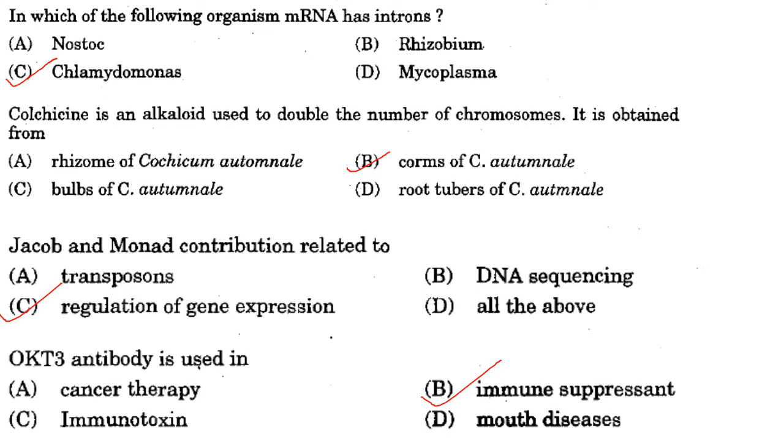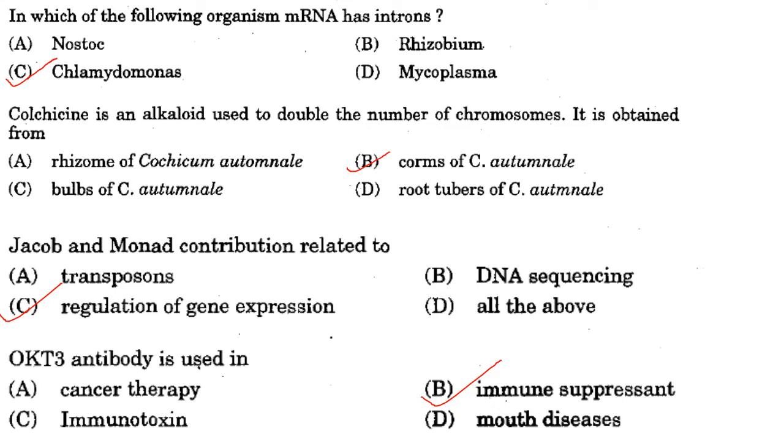Then next one. In which of the following organisms does mRNA have introns? It is present in Chlamydomonas. It is a green alga and eukaryotic. So the answer is option C. Colchicine is an alkaloid used to double the number of chromosomes. It is obtained from the corms of Colchicum autumnale. Answer is option B. Then, Jacob and Monod's contribution is related to regulation of gene expression. Answer is option C.